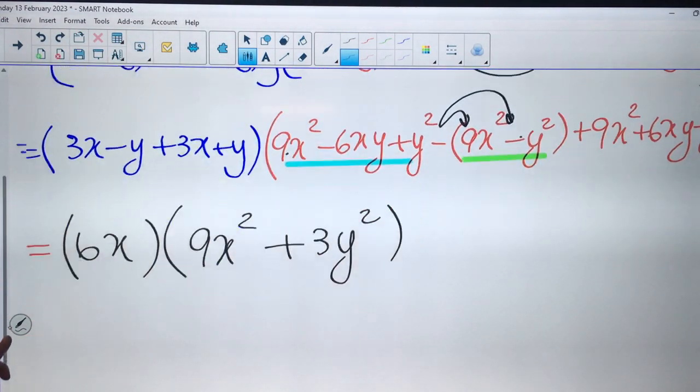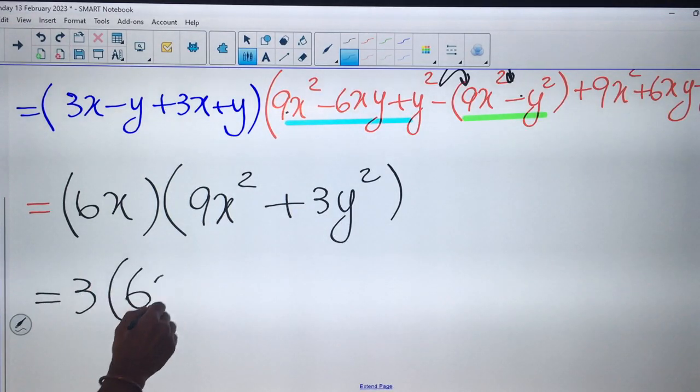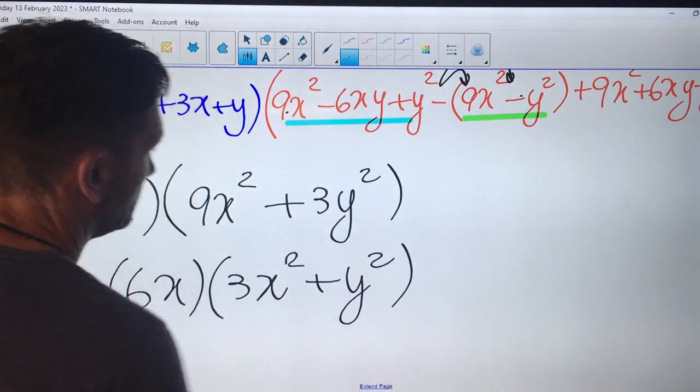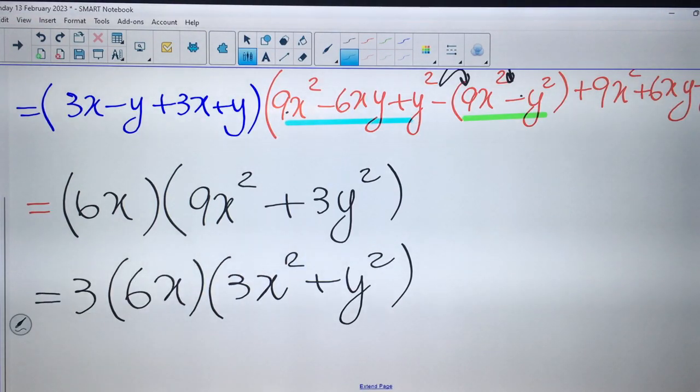But then there's a 3 left inside this bracket as a common factor, so I'm going to remove that as well. So you can see the 3 is the one that I took out there. You can have it between the two brackets, but it's better to have it right in front.